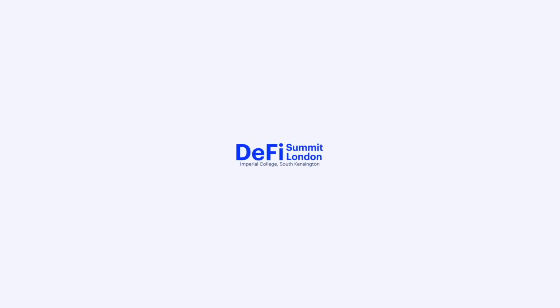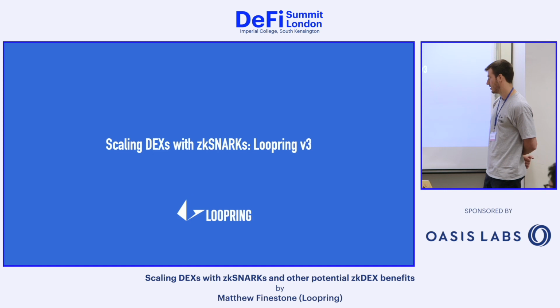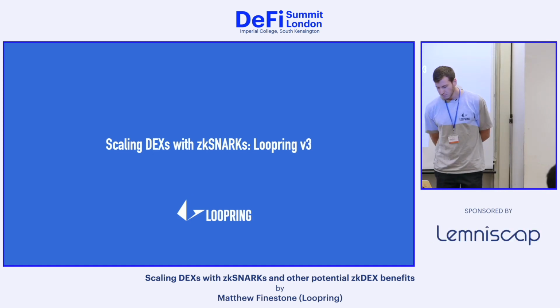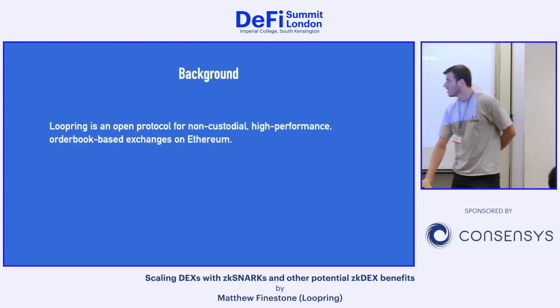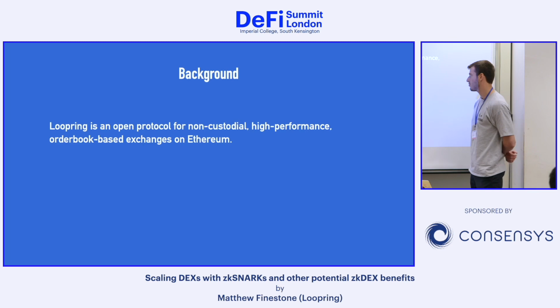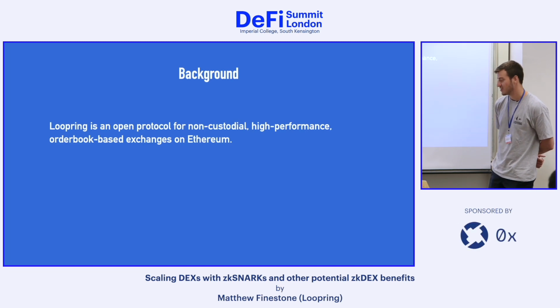So we'll be talking today about scaling decentralized exchanges with zkSNARKs, and that's what we've done at Loopring with our third version of the protocol. So just a little bit of background. Loopring is an open protocol for non-custodial, high-performance, order book-based exchanges on Ethereum.